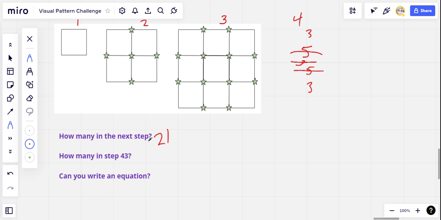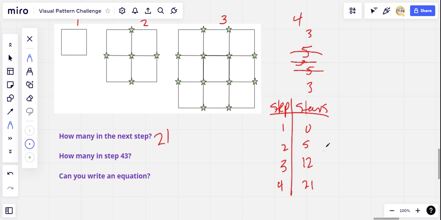Okay. So what is going on with this pattern really? My guess is that it's quadratic because we have this pattern of increasing squares, but let's analyze the numbers to make sure, or to see if there's some surprise. So I'll make a chart with the step number and the number of stars. So in step 1 we have 0 stars. In step 2 that's 5. In step 3, 8, 9, 10, 11, 12. And in step 4 we're predicting 21. So let's take the difference between each step. 5 minus 0 is 5, 12 minus 5 is 7, and 21 minus 12 is 9.